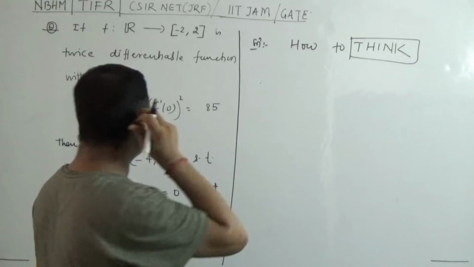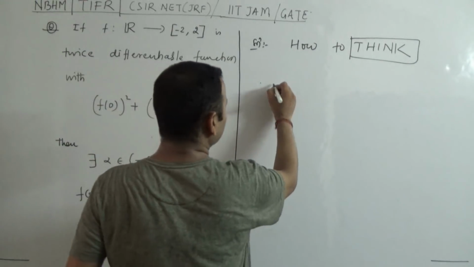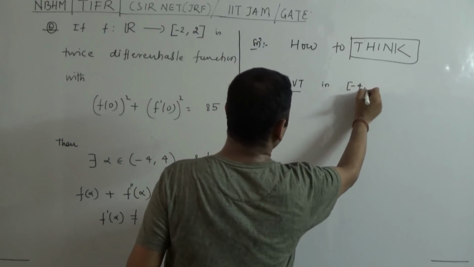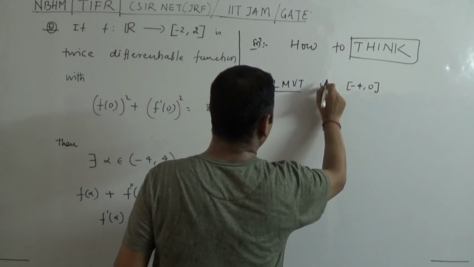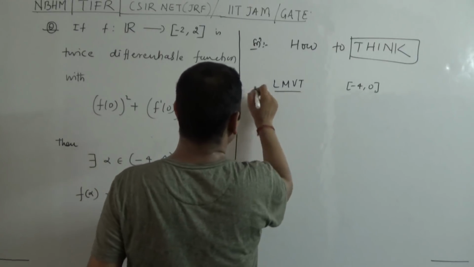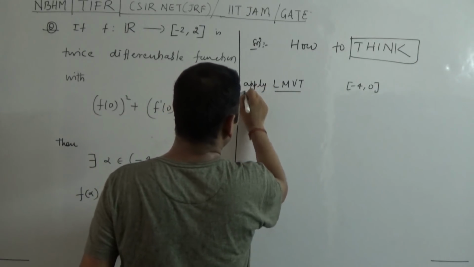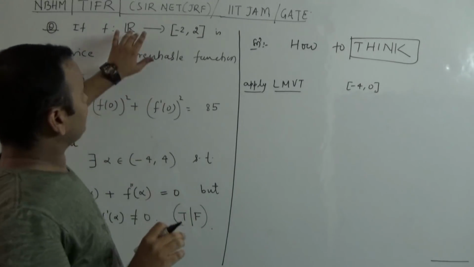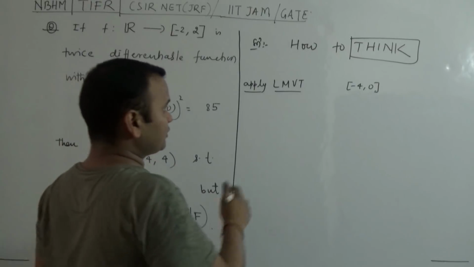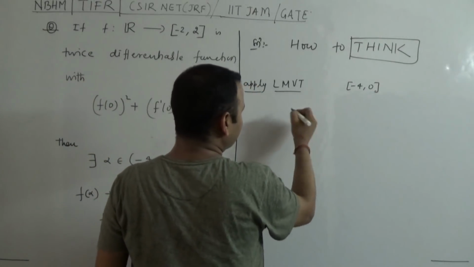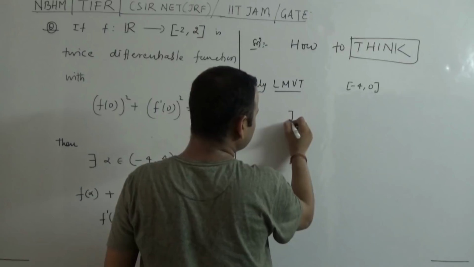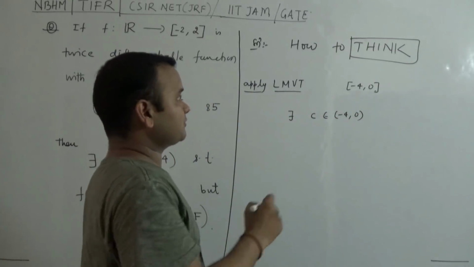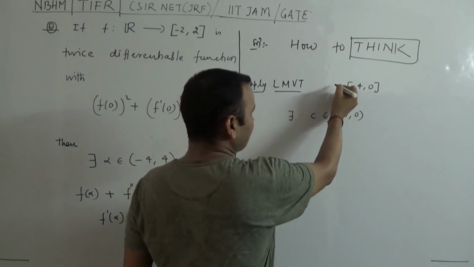So the question is, let me apply LMVT in this interval, minus 4 to 4. Apply LMVT on this interval. So since the function is from R to minus 2 to 2, of course I will apply the mean value theorem. So by LMVT there exists c in the open interval minus 4 to 0. Of course this is the function.